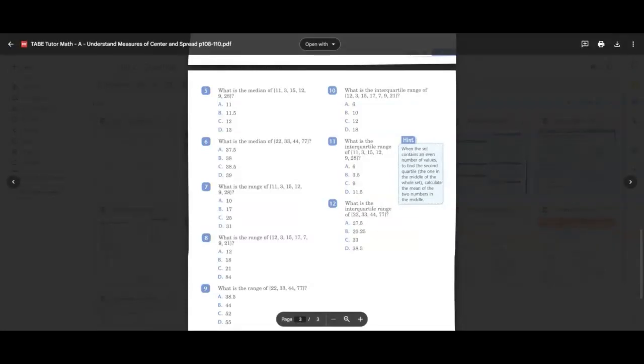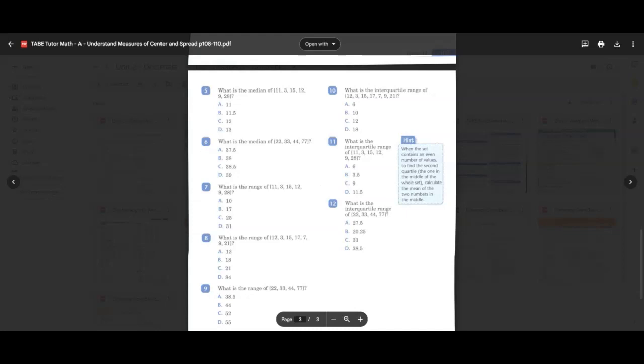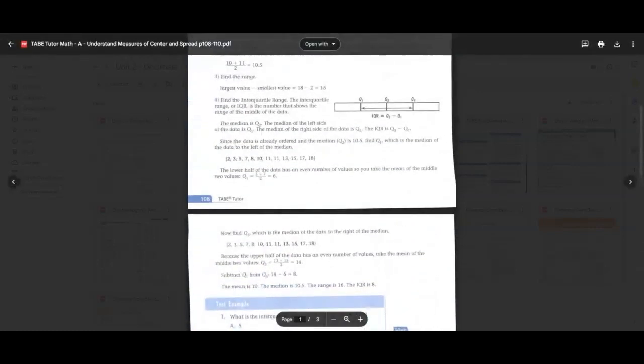When you get down here to questions 10, 11, 12, it's asking for the interquartile range. We haven't covered that, so I don't expect you to do these. These are on the GED, but we just haven't gotten to this yet. If it were me, I would go back up here and look at the explanation.